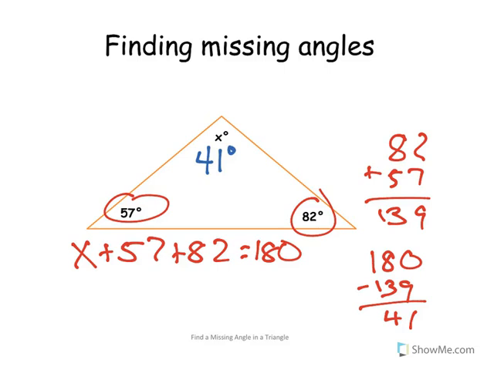How would we check it? We would add them, right? 57 and 41 is going to give us 98. 98 plus 82 gives us 180, so our solution would be x is equal to 41 degrees.